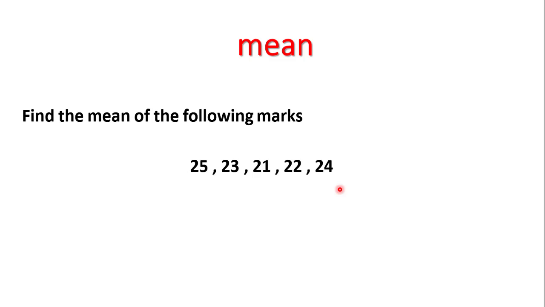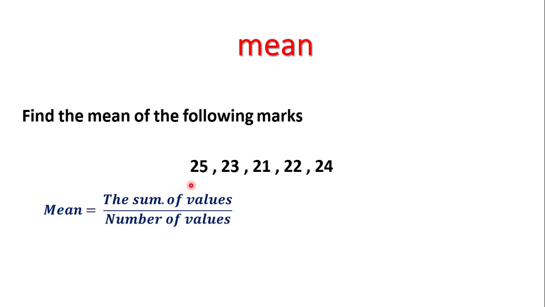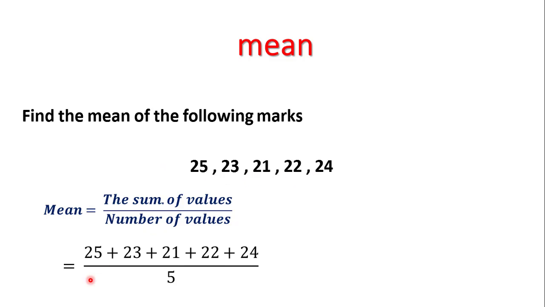Here, for example, find the mean of the following marks. We have a set of numbers, so I'll use the first rule, the summation of values over the number of values. How many numbers do we have? 1, 2, 3, 4, 5. So I'll divide by 5. I'll add the numbers together, then divide by 5. So here the mean will be 23.